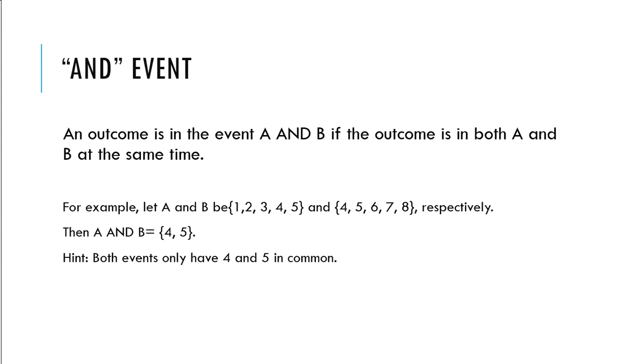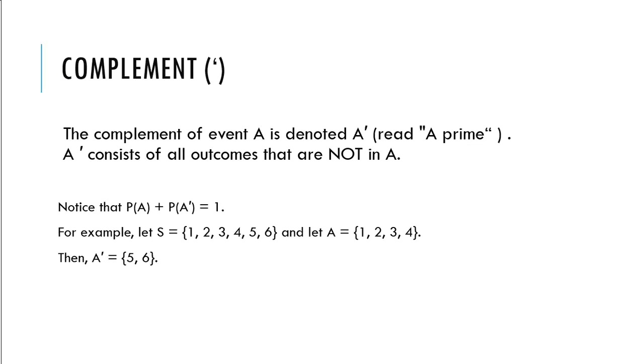There's something called an AND event. An outcome is in the event A and B if the outcomes of both A and B occur at the same time. So let's look at the example again, where A is 1, 2, 3, 4, 5, and B is 4, 5, 6, 7, 8. So what number occurs in both? Well, 4 and 5 do. So the hint is for A and B, both numbers have to occur in that. So that would be 4 and 5.